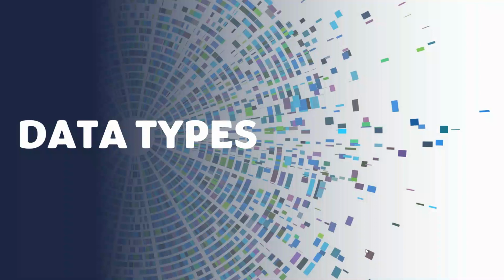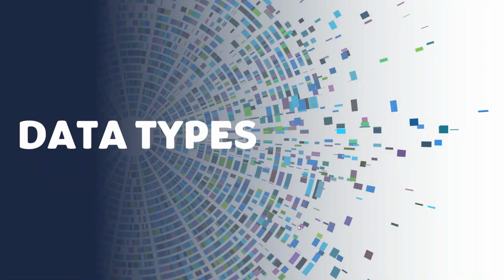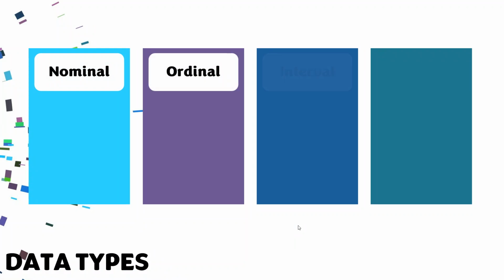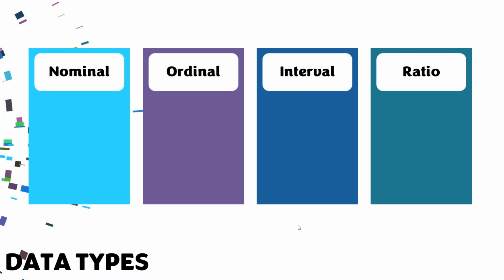In this video, we're going to look at the types of data you might come across in your subjects. It's important to know what your data type is because it affects what statistical tests you can perform on it. There are 4 types of data: nominal data, ordinal data, interval, and ratio data. We're going to take each one of these in turn.